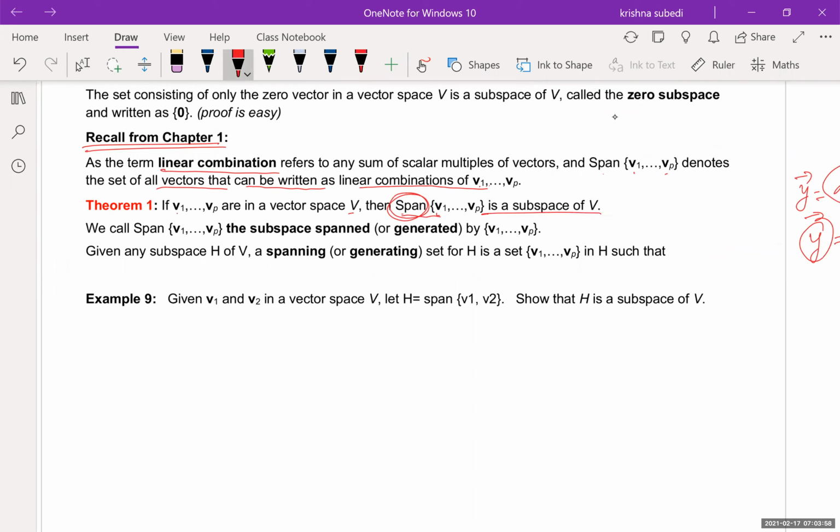Now let's look at example 9. Given v1, v2 in a vector space V, and let H be the span of v1 and v2. Show that H is a subspace of V.